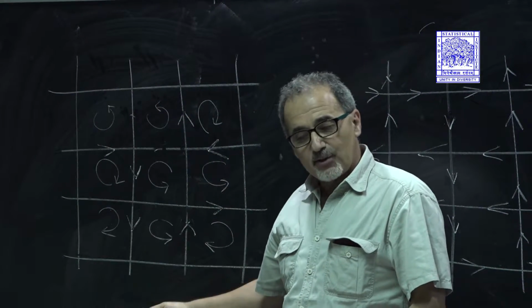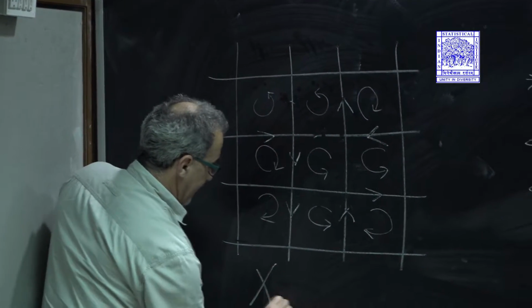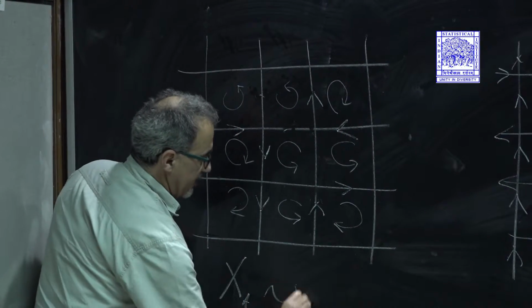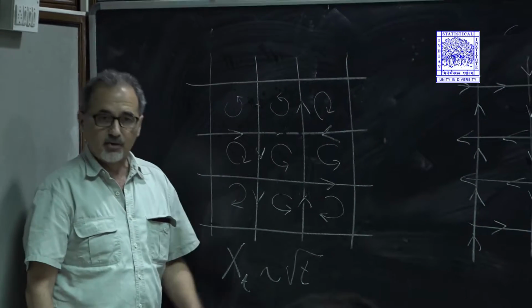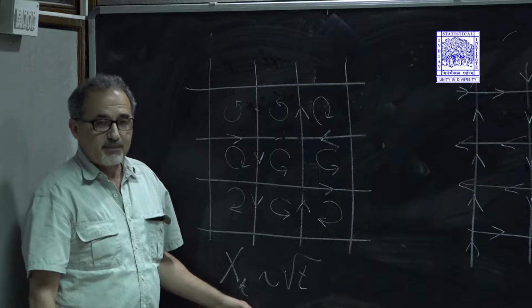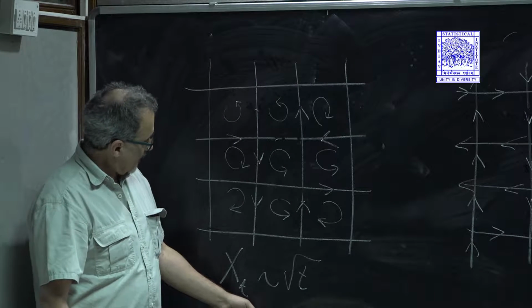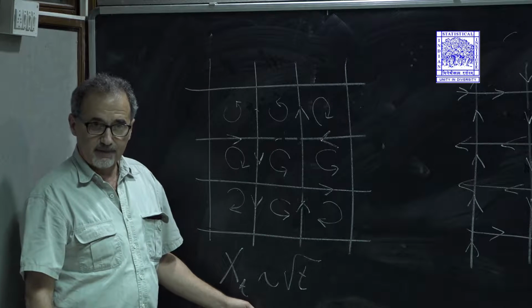And the answer to this question will be that if I call xt the displacement in time t, this will be square root of t. Indeed, I tell you, and you will see. This is not an easy problem either, but once the techniques are at your hand, it's not difficult. And the central limit theorem holds.